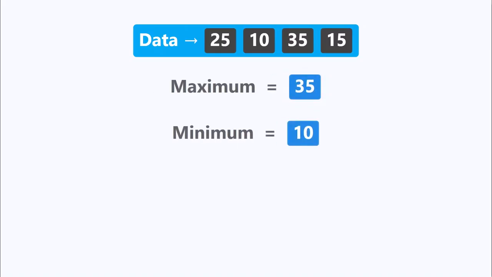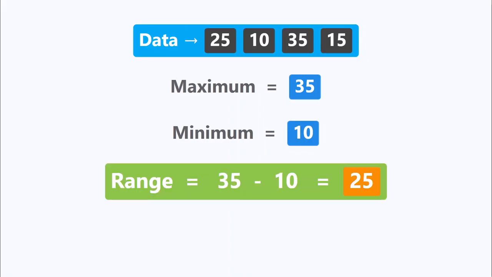Let's find the range for this dataset: 25, 10, 35, 15. The largest score is 35. The smallest score is 10. Subtracting the minimum from the maximum gives us 25. So, the spread of this dataset is 25.